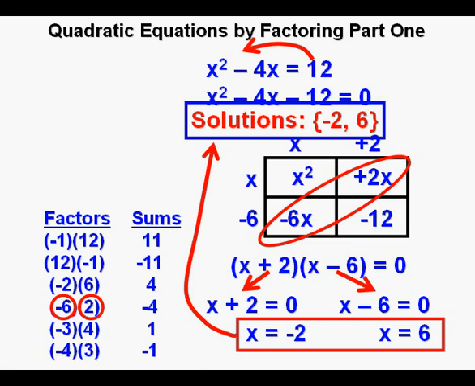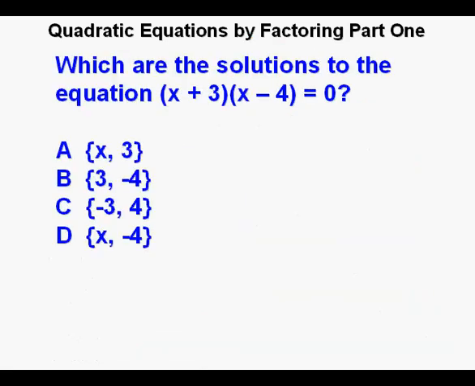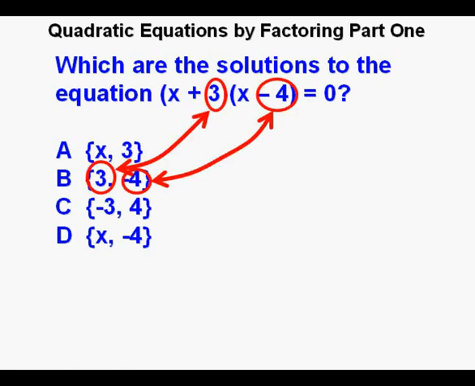Let's look at another problem, a multiple choice problem about finding solutions by factoring. Which are the solutions to the quadratic equation quantity x plus 3 times quantity x minus 4 equals 0? When you see a problem like this, the test writer is setting you up. You see the 3 here matching the 3 in the answer choice, and the negative 4 here at the top matching the negative 4 in the answer choice. The test writer is wanting you to bite on this one, but it's not the right answer.